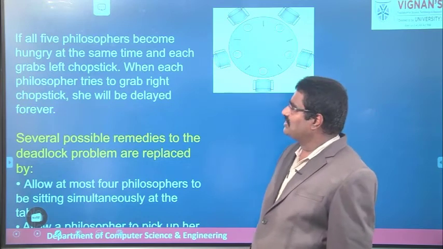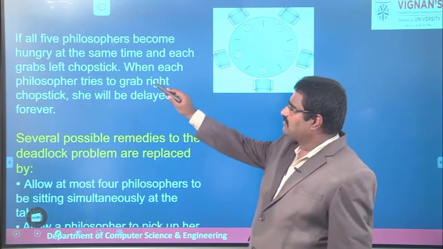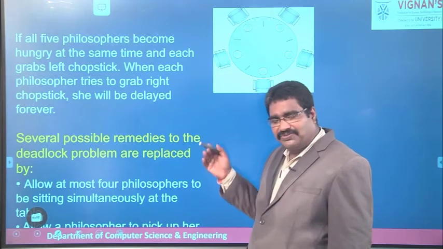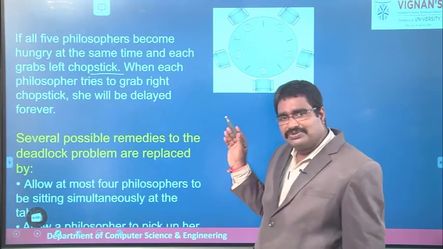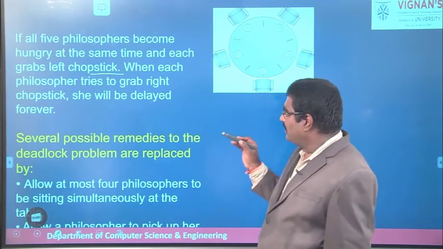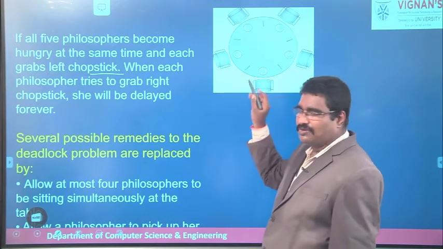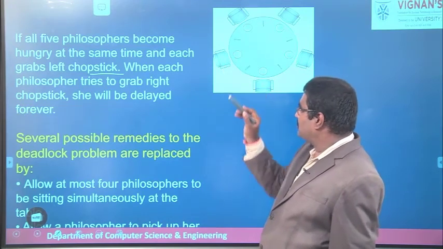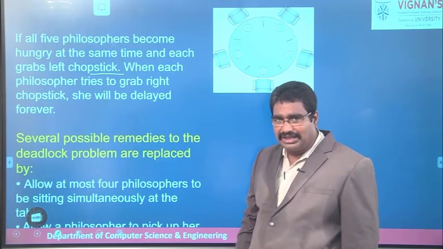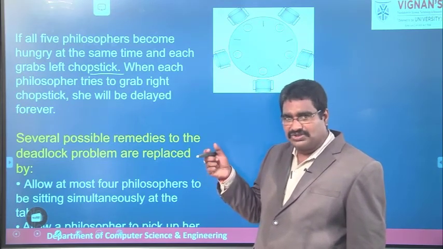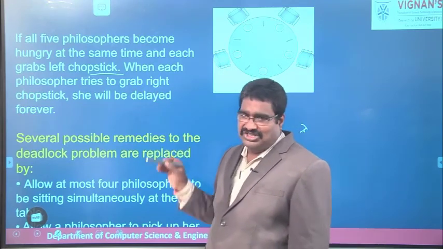The only limitation is, if all the philosophers become hungry at the same time and each philosopher grabs the left chopstick, how many chopsticks are available? 5. So automatically philosopher 0 takes chopstick 0, philosopher 1 takes chopstick 1, philosopher 2 takes chopstick 2, and so on. Philosopher 4 takes chopstick 4. So every philosopher holds one left side chopstick, and they are waiting for the right chopstick.